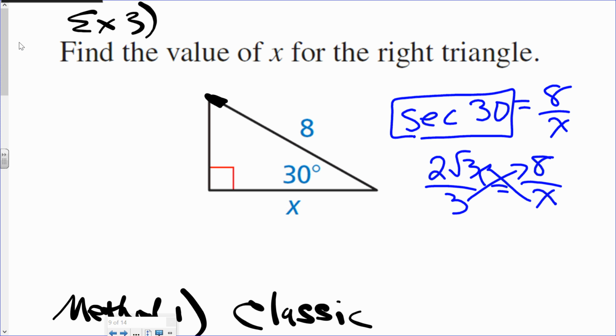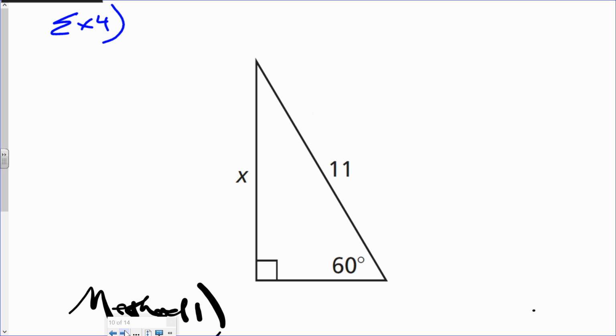Example 4, last example before we do our grade check. I'm going to copy this one down. We're going to solve for x. We're going to do both methods again, and we're done for the day. I'm going to draw that right triangle. I got x, 11, and a 60-degree angle.